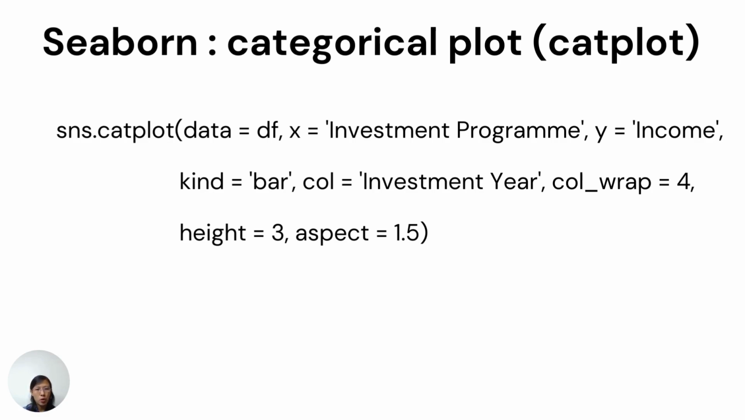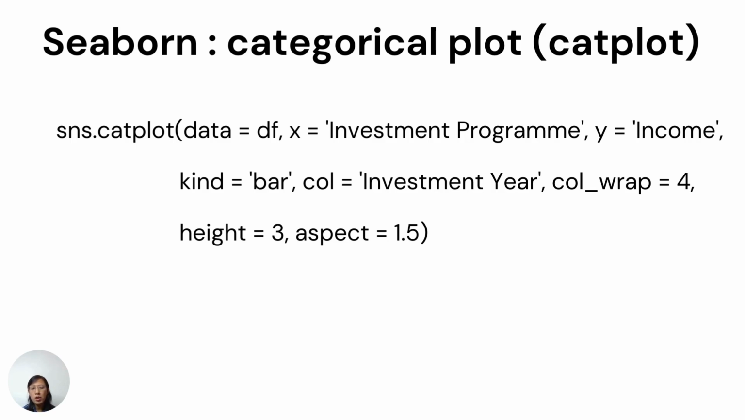Like the relational plot, we want to draw a separate subplot for each investment year. So the column parameter, we will set as investment year. In this exercise, we want to show only 4 years in one row. So column wrap will be 4 here. Height and aspect ratio help you to adjust your image size. See, it is much easier to draw using Seaborn.